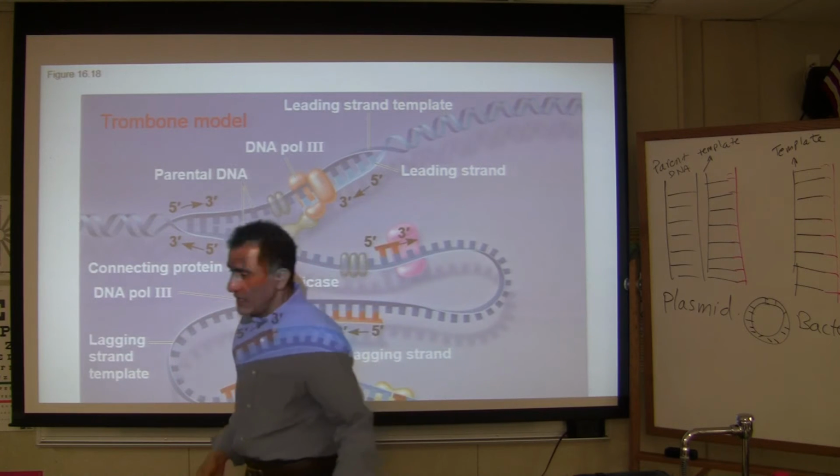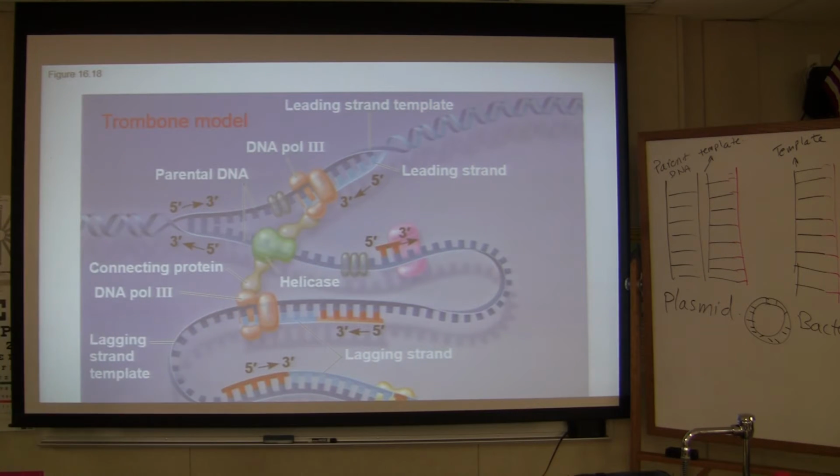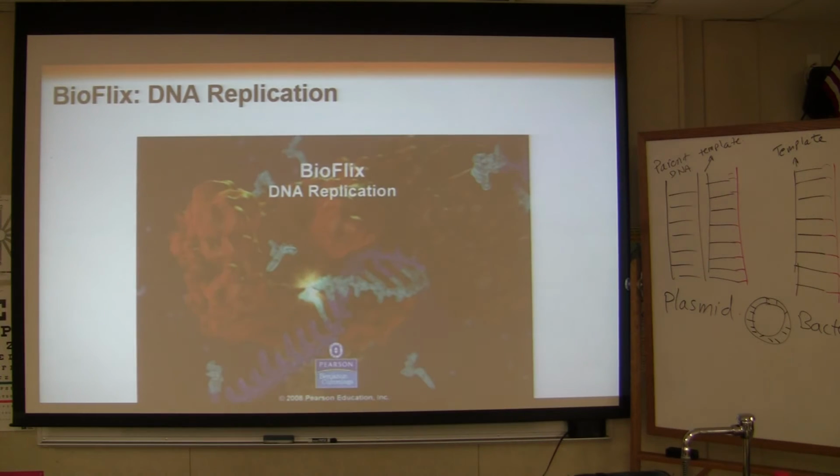So they're saying DNA is not floating all over the nucleus, not nucleus, the interface of the nucleus. This is what is happening in the S phase of the nucleus. So they call this a trombone model. DNA replication.